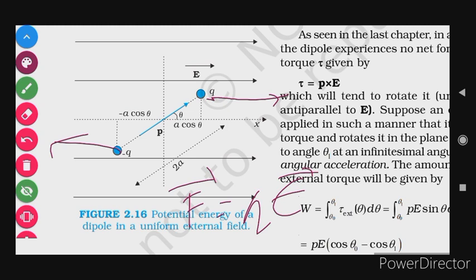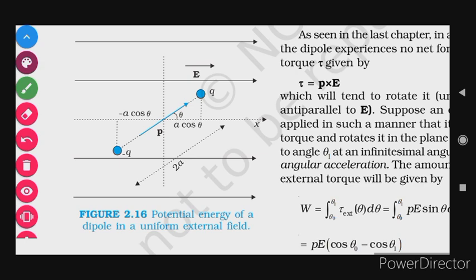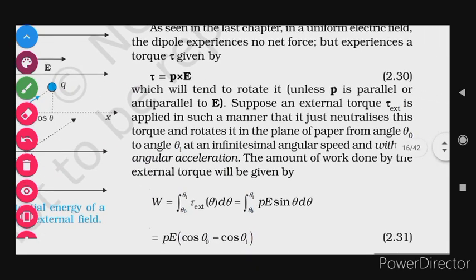A rotational force will act, and the electric field will try to rotate the dipole into alignment with the electric field. The torque acting on the dipole is given by P times E, where P is the dipole moment and E is the electric field. This we studied in the previous chapter. It will tend to rotate the dipole unless P is parallel or anti-parallel, making it align with the electric field.